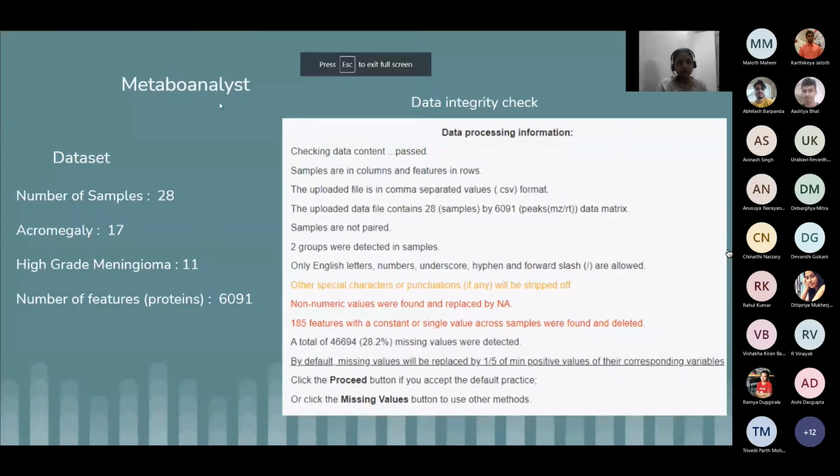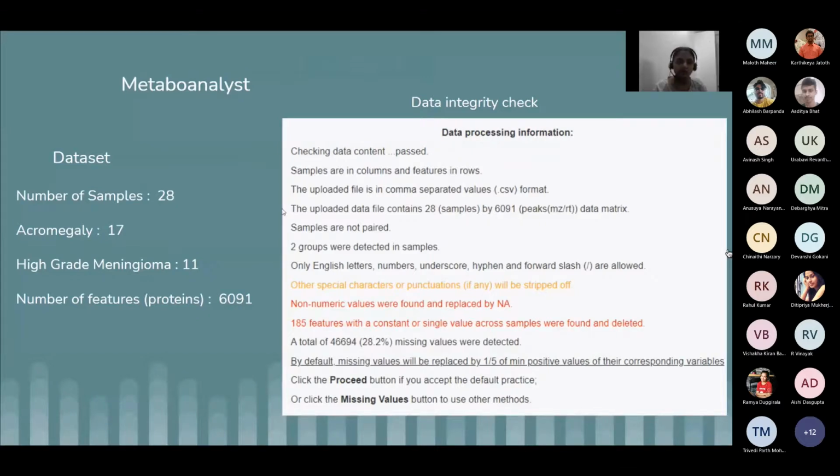Now let's see about the dataset. Our dataset has a total of 28 samples, in which 12 are of acromegaly and the remaining 11 are of high-grade meningiomas. And there are a total of 600 plus features in the dataset. Here the samples are in the columns and the features are in the rows.